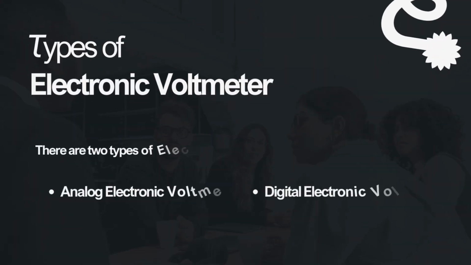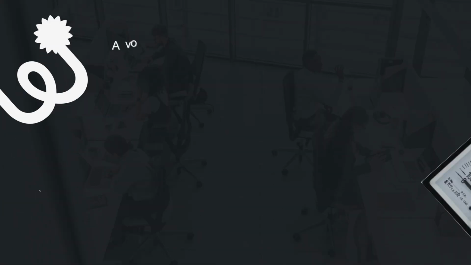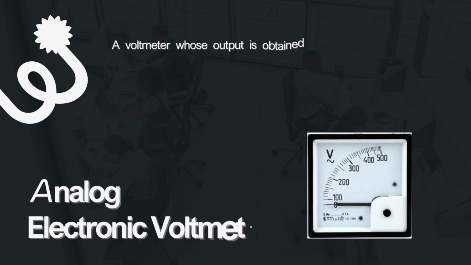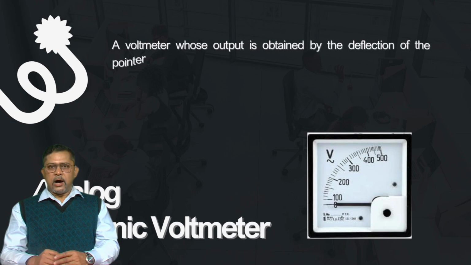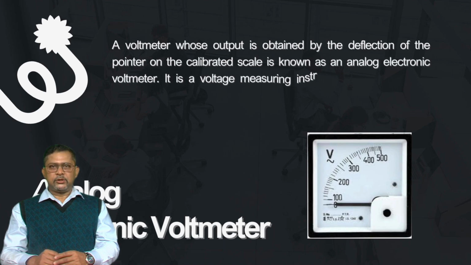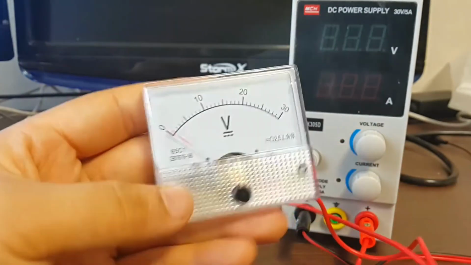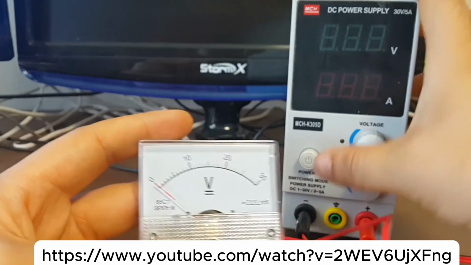Now, let us study about the types of electronic voltmeter. There are 2 types of electronic voltmeter, which are the analog electronic voltmeter and the digital electronic voltmeter. Let us now understand what an analog electronic voltmeter is. A voltmeter whose output is obtained by the deflection of the pointer on the calibrated scale is known as an analog electronic voltmeter. It is a voltage measuring instrument which has high circuit impedance.